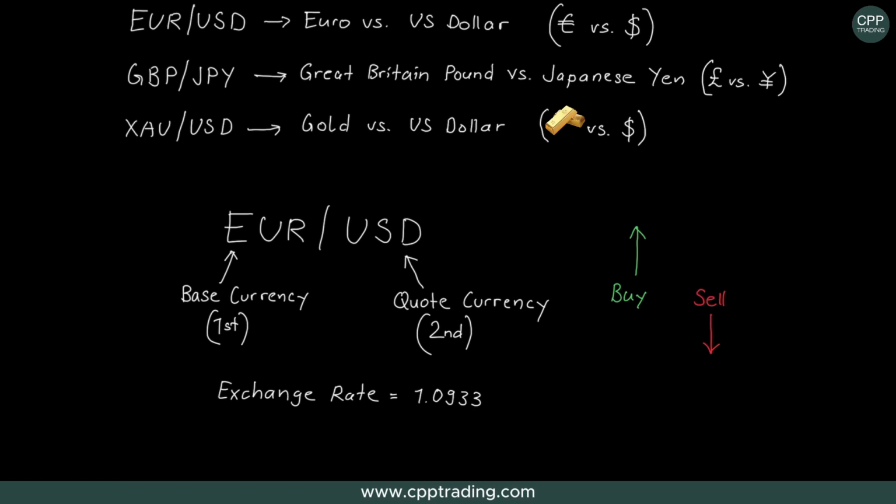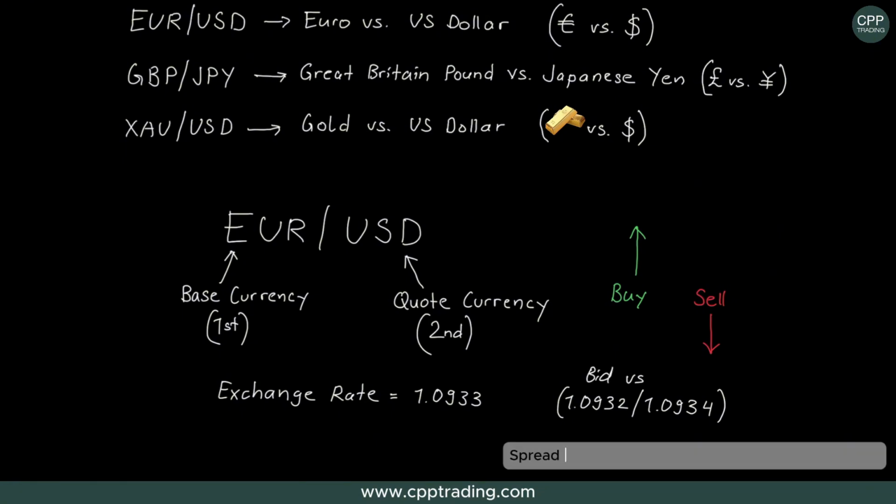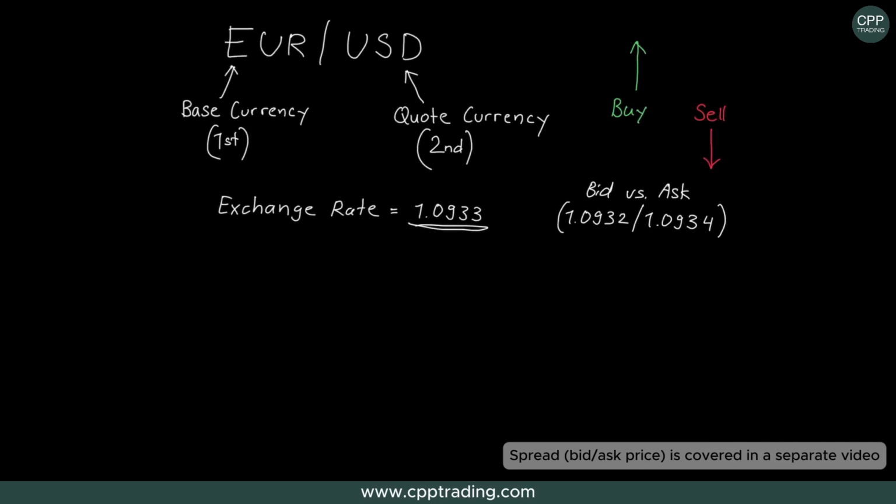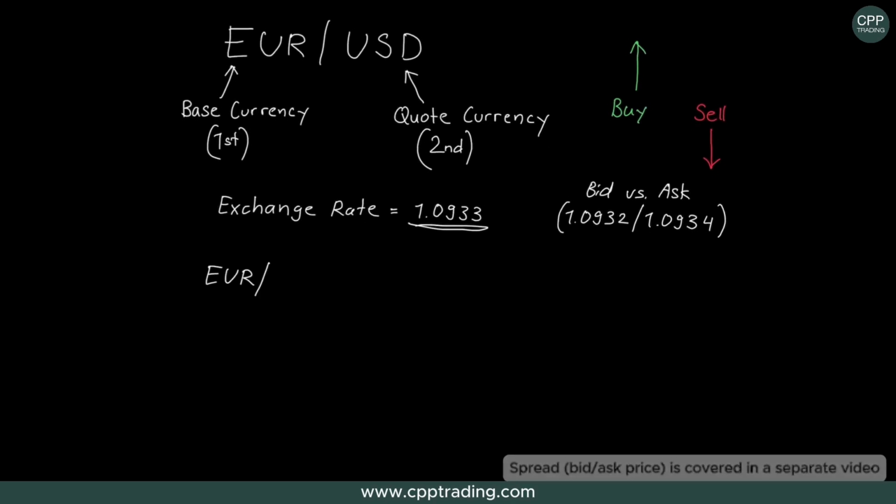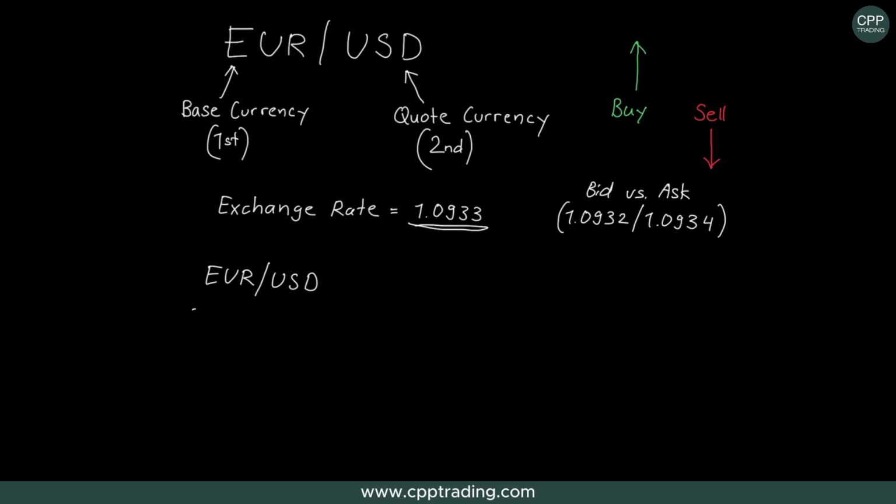Now we have an exchange rate here of 1.0933. So this is the exchange rate between the euro dollar. You often see it written with two different numbers. That is when you have a bid and ask price, which is the case when you're trading. This is a different topic. I'm going to focus on this and explain this in a whole separate video. So make sure to watch that video as well.